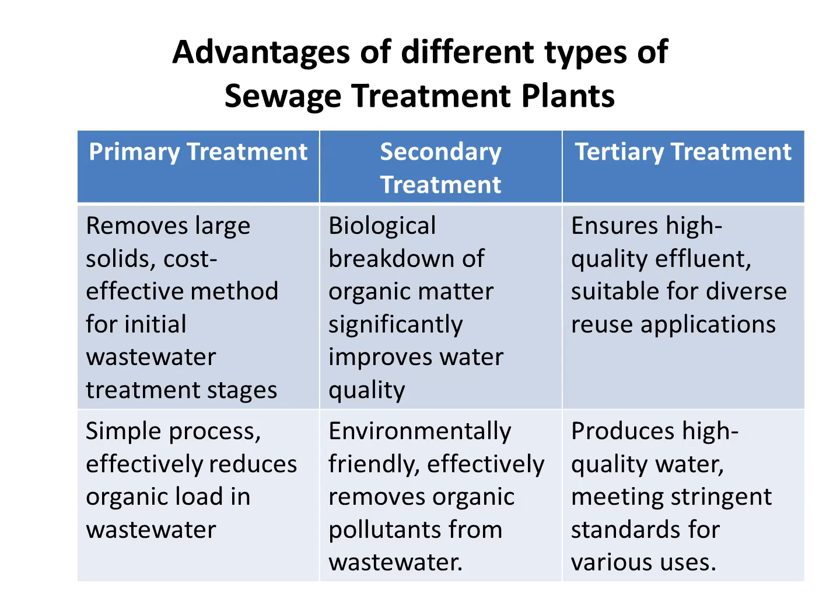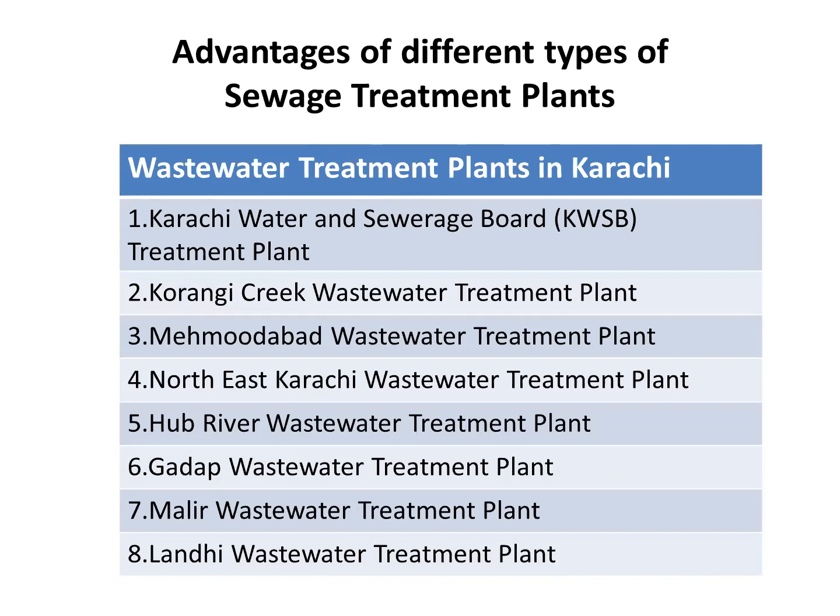Again, the primary treatment is a simple process. Secondary treatment is environmentally friendly and effectively removes the organic pollutants. And the third one produces high quality water meeting stringent standards for various uses. Of course, wastewater treatment plants in Karachi include the Karachi Water and Sewerage Board, Korangi Creek wastewater, Mahmoodabad wastewater, and northeast Karachi. Now, this is just for extra knowledge. It is not compulsory.